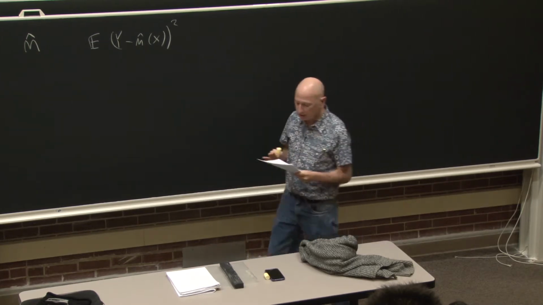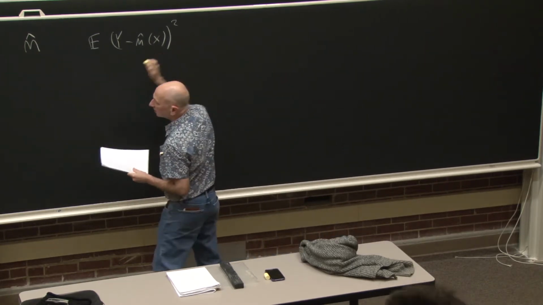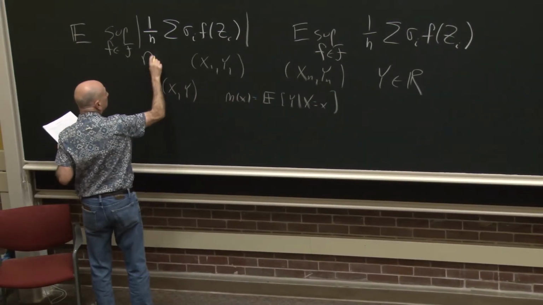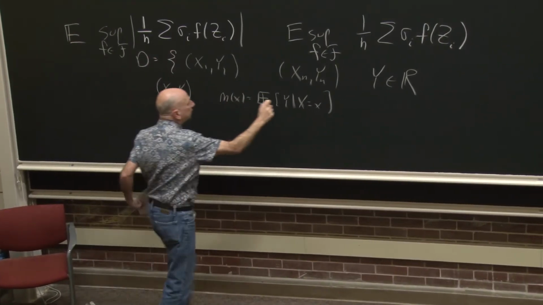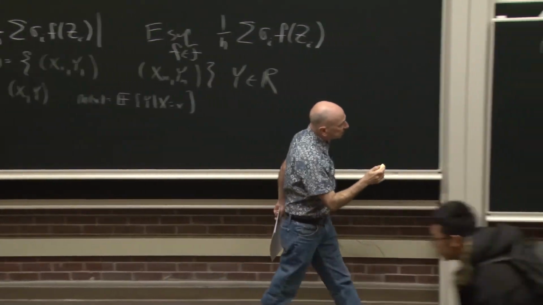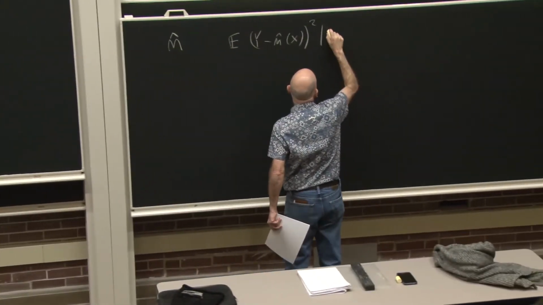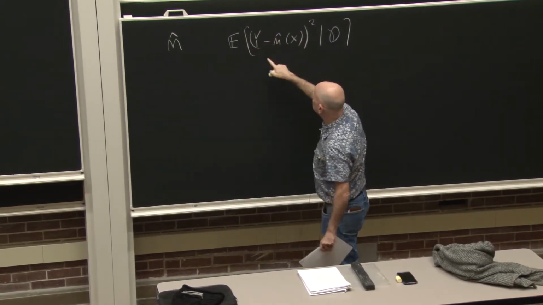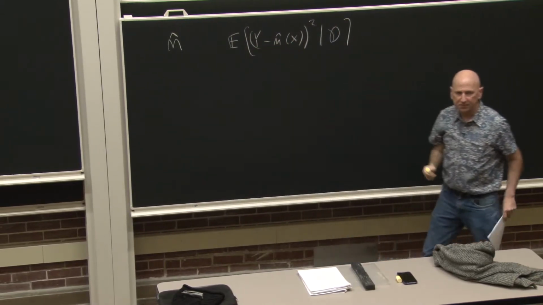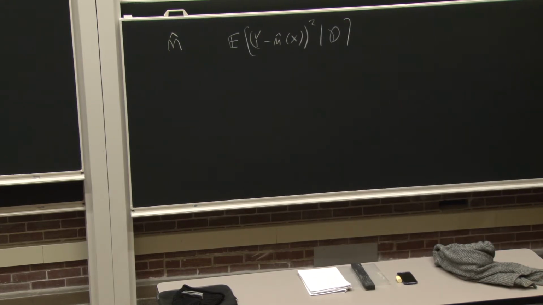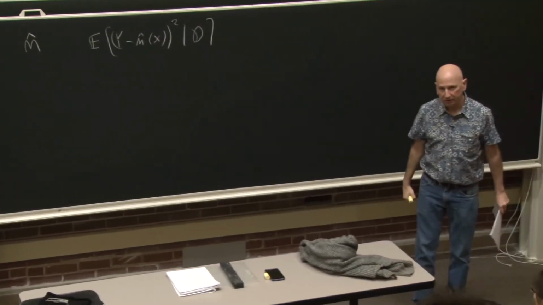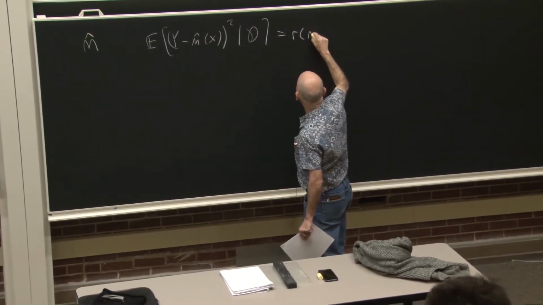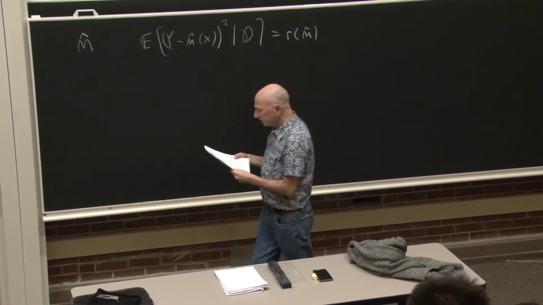So to distinguish those, the notation I'm using is I'm going to call the training data here D for data. So if we fix the data and look at the mean of this, the randomness is just over the new pair. So I'm saying if I give you this predictor and you use it now, what's the expected error you're going to make with that predictor? And so just to give that a name, I used a small r of m hat.